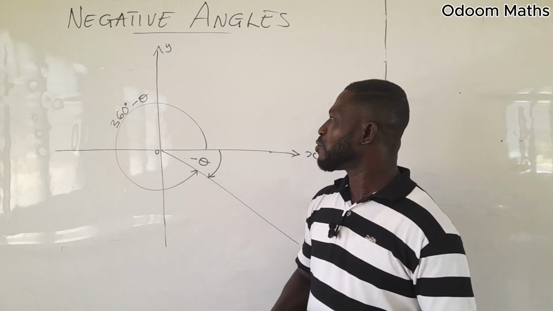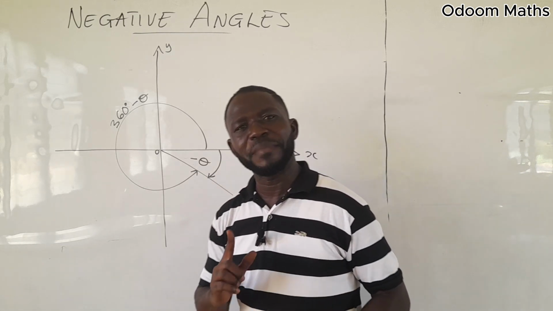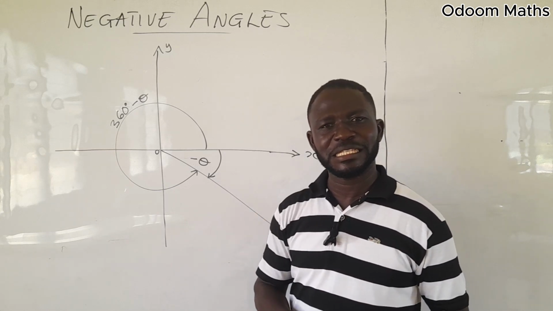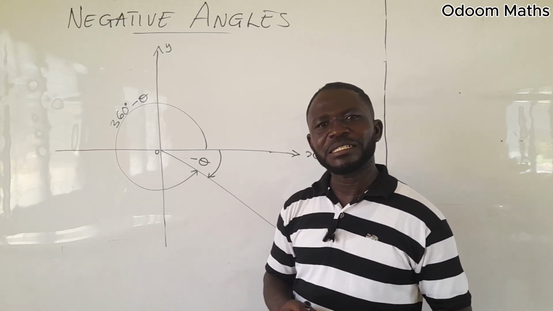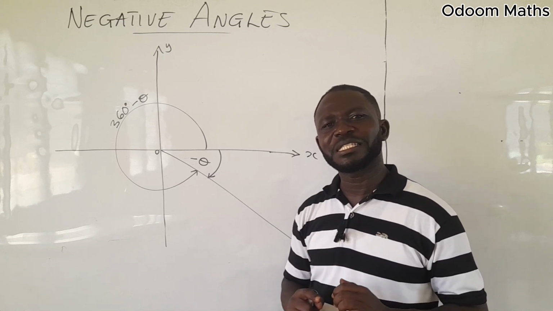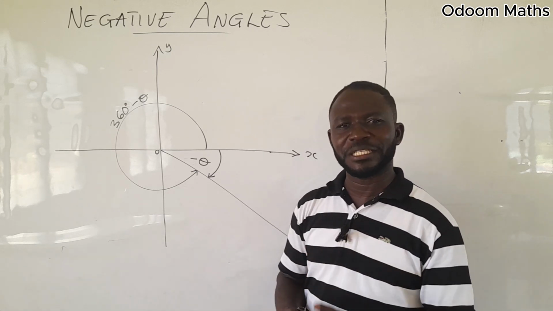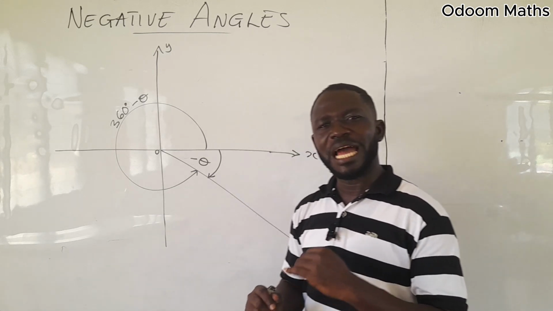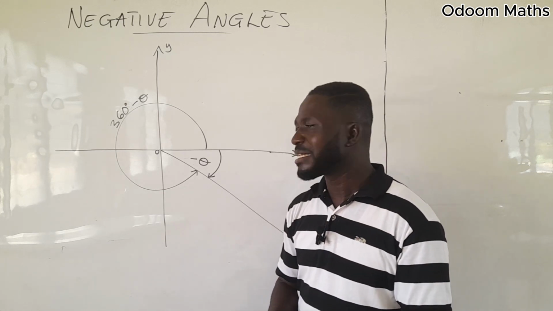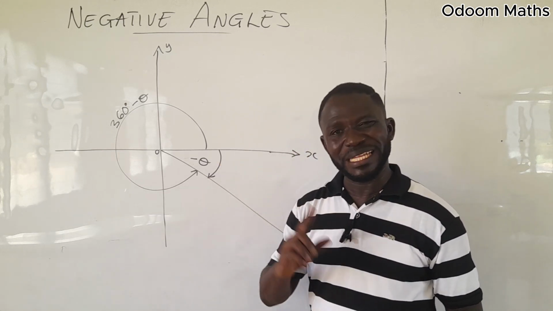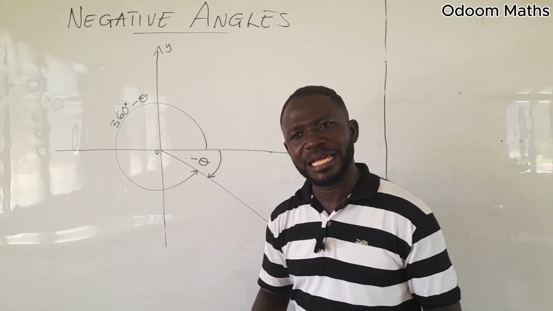We said angles are measured from the positive x-axis in the anti-clockwise direction. So it means that when you measure an angle positively, you are moving in the anti-clockwise direction. That angle is supposed to be positive, but the moment you go clockwise, then that tends to be negative.